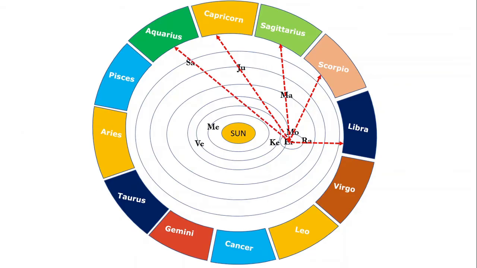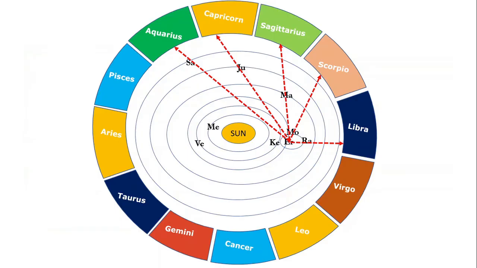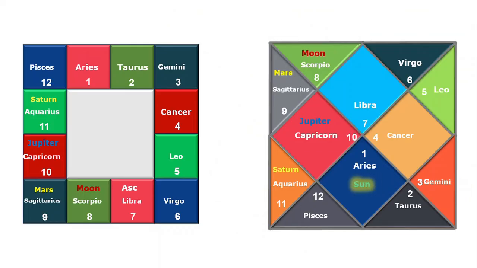Now go for the Saturn, and Saturn is in the Aquarius in its own sign. So we are mapping Saturn with Aquarius, which is the fifth house of this horoscope. Now Sun is positioned in the Aries sign. So Sun is mapped with the Aries sign, and it is positioned in the seventh house.